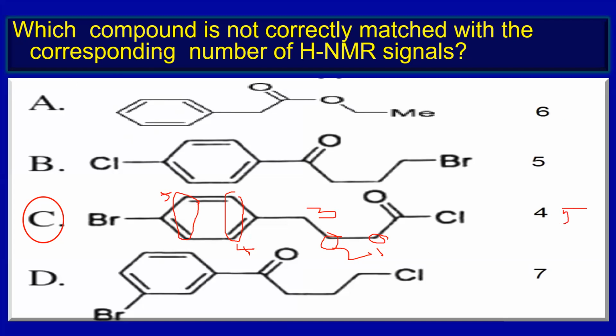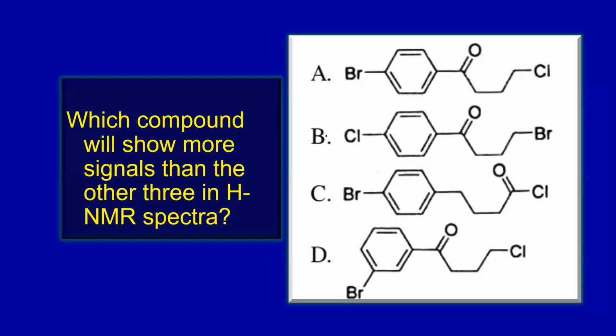So let's look at randomly this one. So first, second, third, these 2 will give 4, these 2 will give 5, fifth signal, this proton will give you the 6th signal. Yes, right. Similarly, you can cross-check the others. You can work it out, right? So more signals than the other 3.